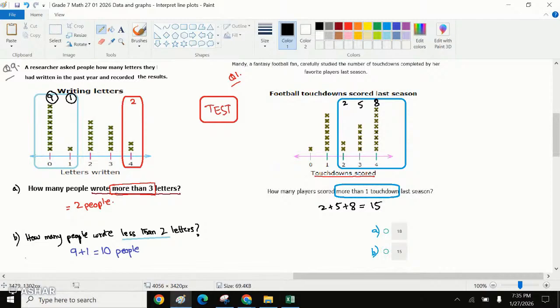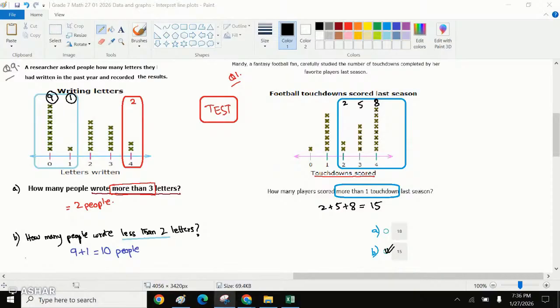Agree. Yes, thank you, John. Thank you, Prem. That is B. That means 15 players did more than one touchdown. Yeah, that is 15. Let's do another question.